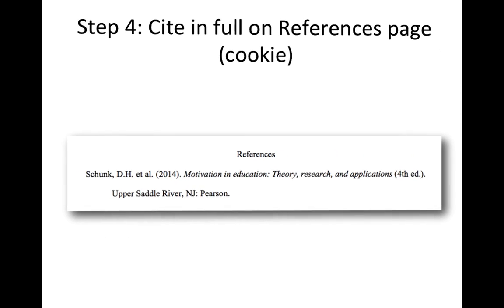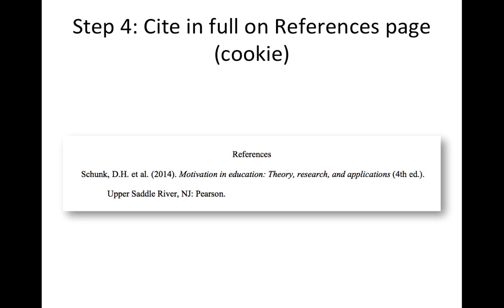Now, step 4 is where you take that tiny little crumb from inside of your paper and you give me the entire cookie. In APA style, this page, and it is a separate page, is called references. In other styles, it's called different things, but here it's called references. It's a separate page that you put at the end of any paper that you're writing. And here's where you give all of the information that your reader might need to find the source themselves.